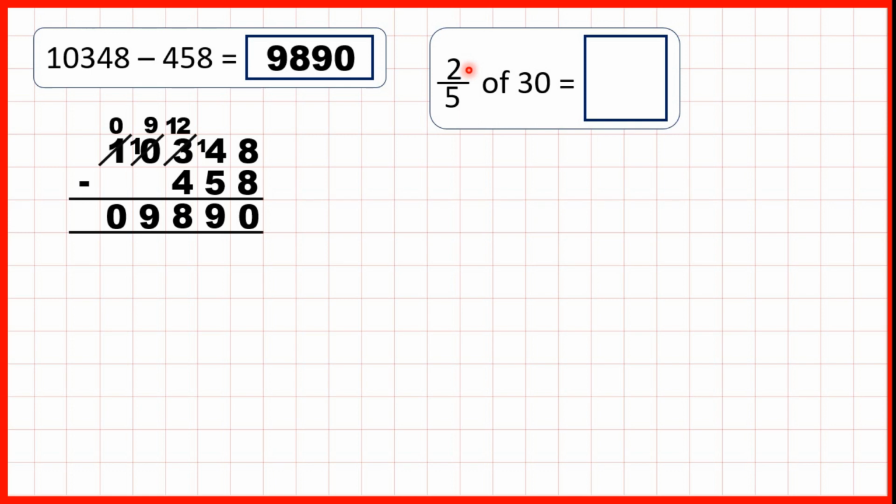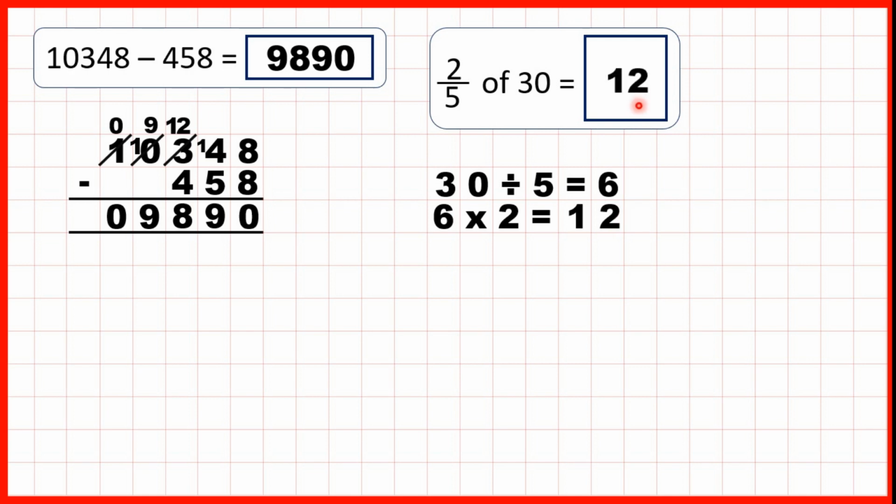Now here we need to find 2/5 of 30, and it's really important to notice that we're not finding 1/5, we're finding 2/5. So we start by dividing by the denominator like we normally would, and 30 divided by 5 is 6. But then, because we have 2 in our numerator, we need to take the answer to the division, so take the 6 and multiply it by the numerator. 6 times 2 is 12, so 12 is our answer.